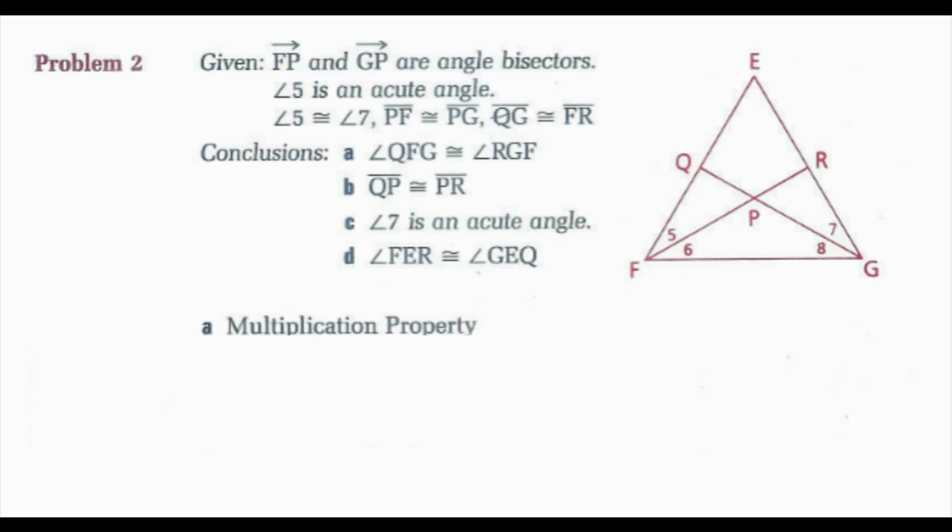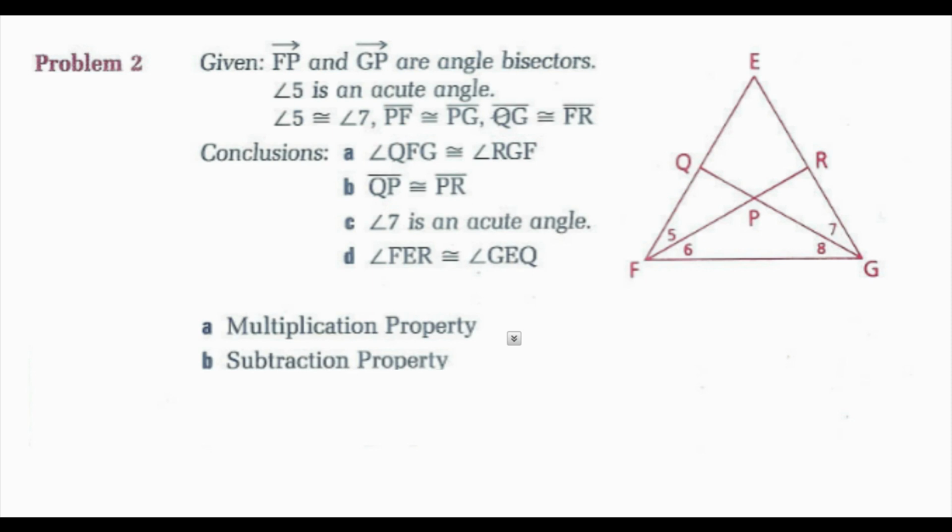Looking at B, I have line segment QP is congruent to line segment PR. So this segment is congruent to this segment. Notice in my givens, I have line segment QG is congruent to line segment FR. So my two whole segments are congruent. Then I have line segment PF is congruent to line segment PG. So my two smaller segments are congruent. So if I were to subtract these two smaller segments from my larger segments, I would get line segment QP is congruent to line segment PR. So part B, I can use the subtraction property.